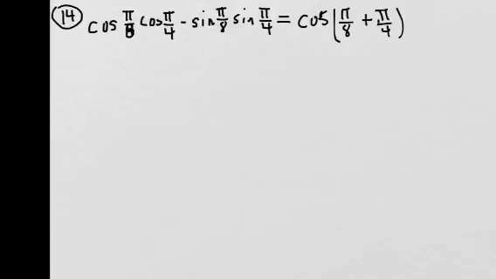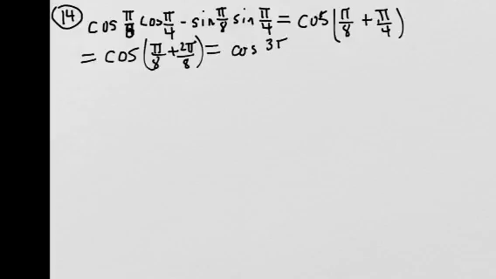Okay, because remember for the cosine formula, if this is a minus right here, then this has to be a plus over here. So combine your pi over 8 and pi over 4. That's the same as cosine of pi over 8 plus 2 pi over 8. That's pi over 4, so that's 2 pi over 8. And so that's cosine of 3 pi over 8.